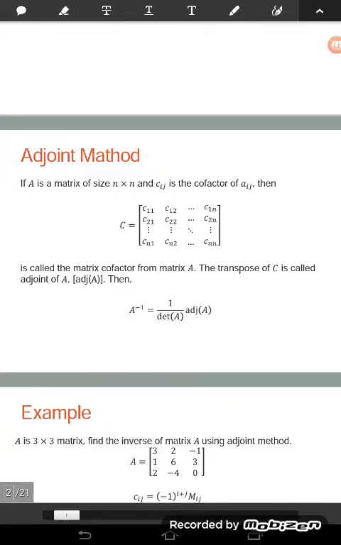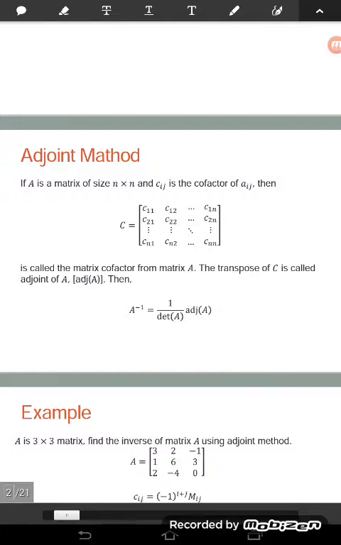So first, let's say A is a matrix of n by n, and Cij is the cofactor of Aij. Then the cofactor matrix C is equal to this one: cofactor 1 1, cofactor 1 2, and so on. This one is called the matrix cofactor from matrix A. Okay, so ni adalah matrix cofactor untuk matrix A.